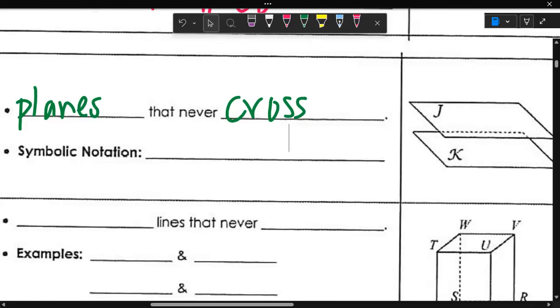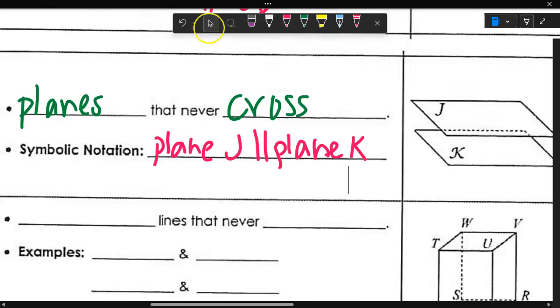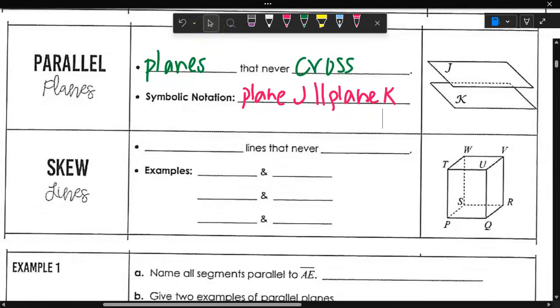So for the symbolic notation of these parallel planes, we could say plane J is parallel to plane K. And if I'm moving too fast for you, you can definitely pause the video or slow down the video on YouTube. You can slow down the speed.